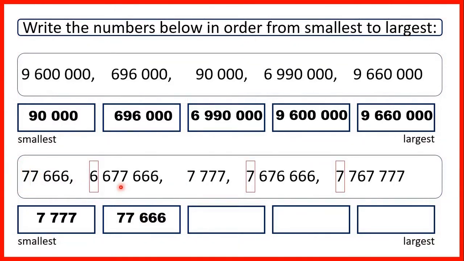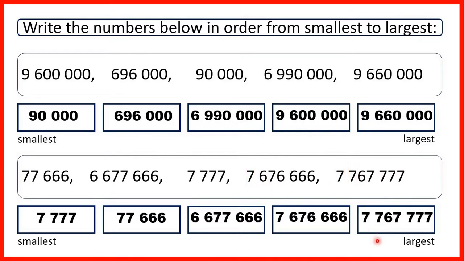So now we need to compare our 7-digit numbers. Here we have 6 in the millions, but both of our other numbers have 7 millions, so that means this number here is next smallest. Now for these remaining two numbers, because they both have the same number of millions, we look across to our hundred thousands place value column. Here we have 6 in the hundred thousands, but here we have a 7. So that means this number here is next smallest, and this number is our largest number.